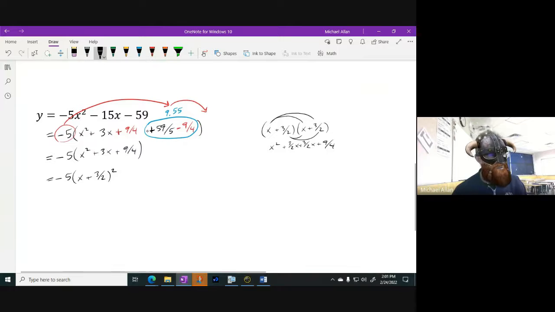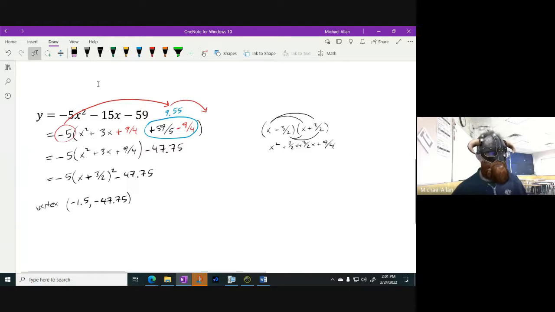Negative 47.75. There we go. So now once we've got everything here, you notice that the negative just tells me it's opening down. The 5 tells me it's narrow. And then the vertex, these other two numbers here. So the plus tells me it's moving to the left. That means this is negative 3/2 or 1.5, since I don't want to mix fractions and decimals here. And then the negative 47.75 tells me it moves down.